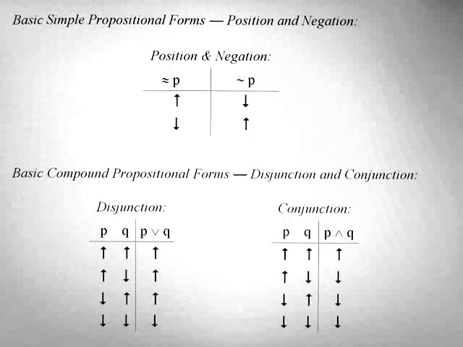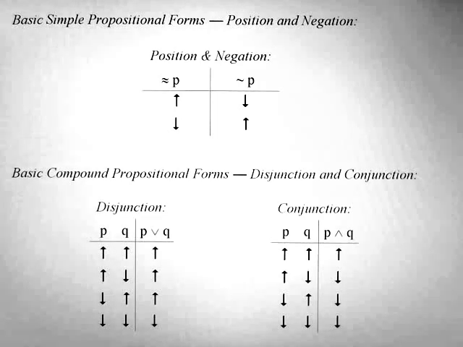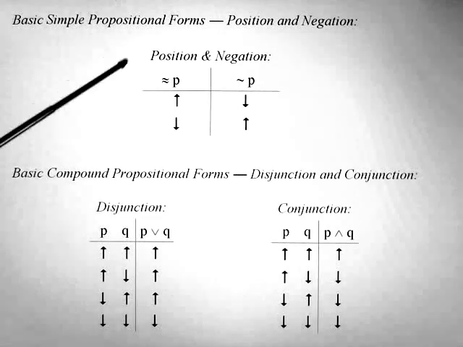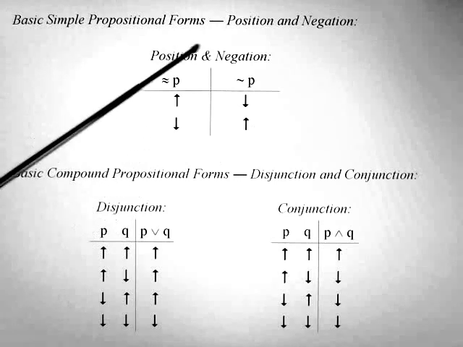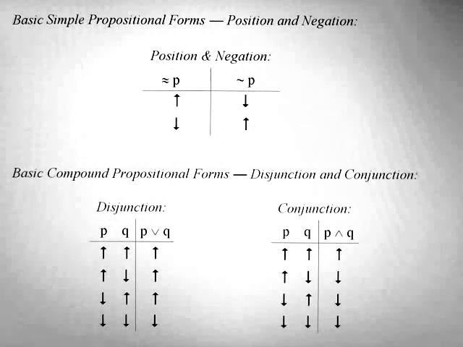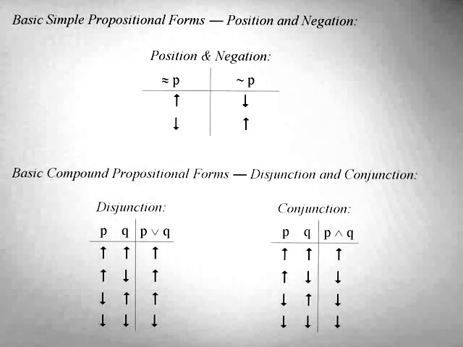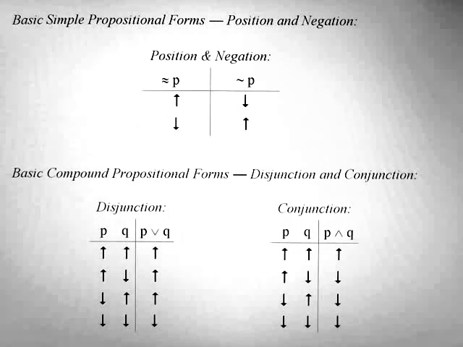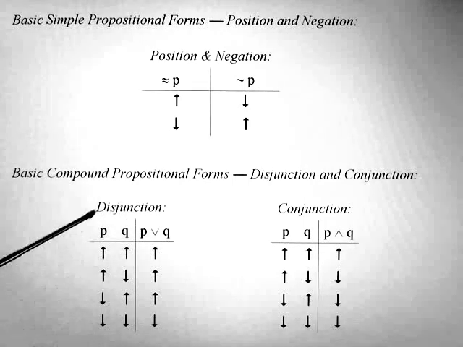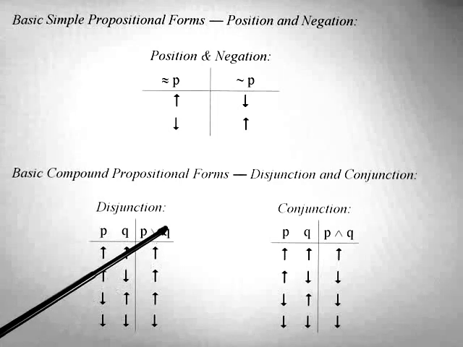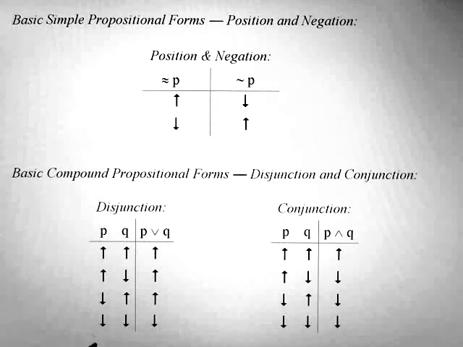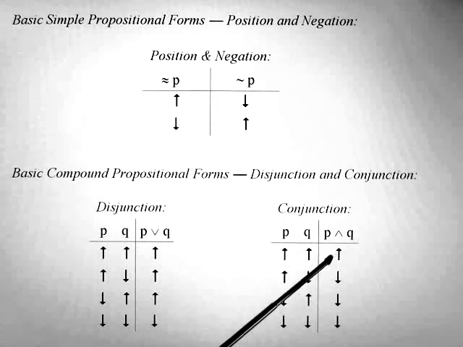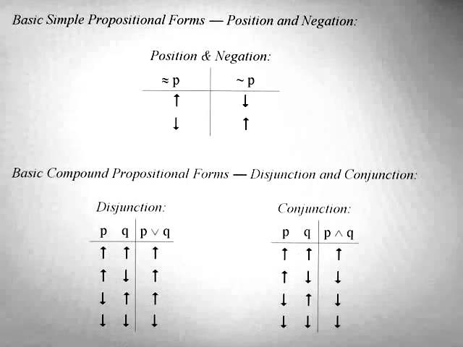Summarizing then, we have the basic simple propositional forms, position and negation, and they are related, of course, in this oppositional structure. And then we have the basic compound propositional forms, disjunction and conjunction. And we see that in a sense they are related as well, because again, P or Q will be false only when both parts are false. P and Q will be true only when both parts are true, and so they too form a type of opposition.